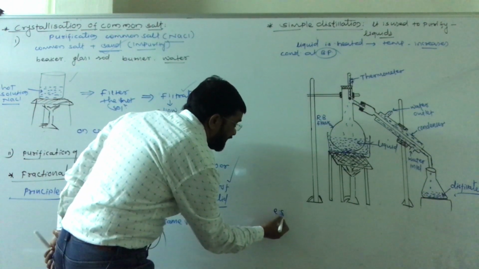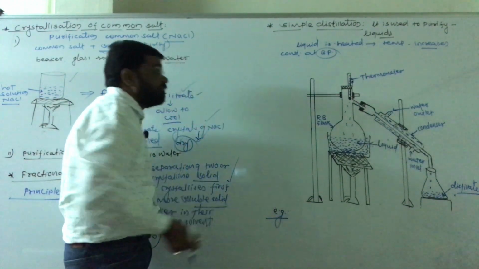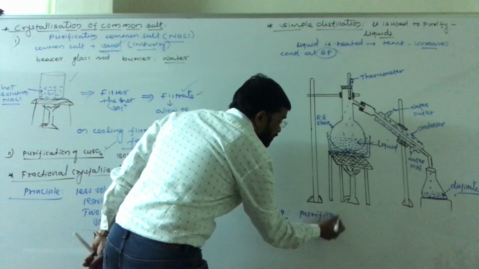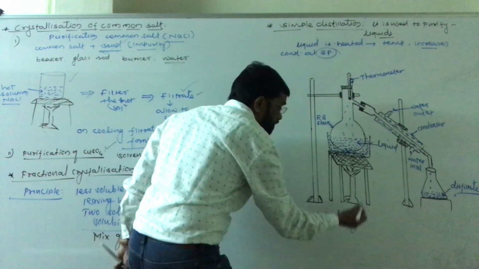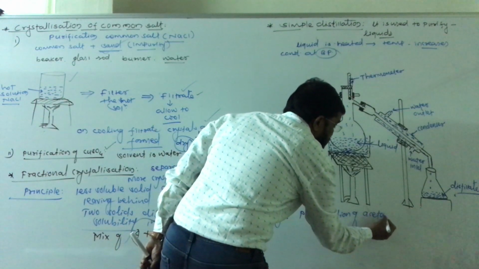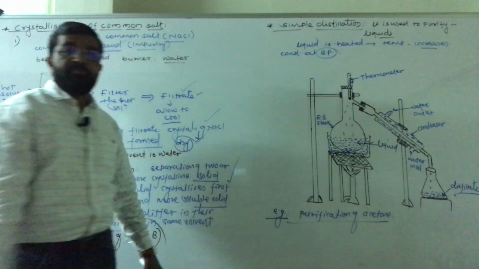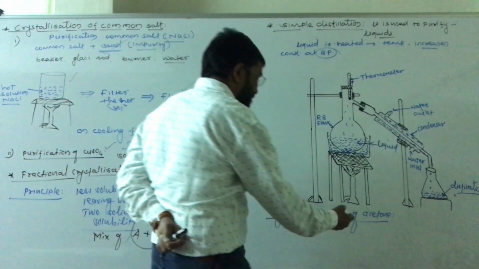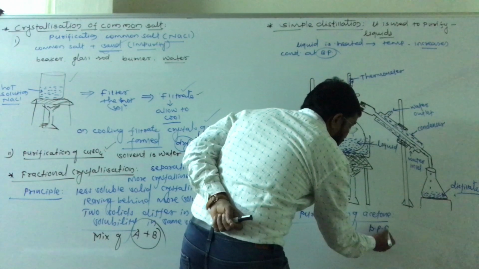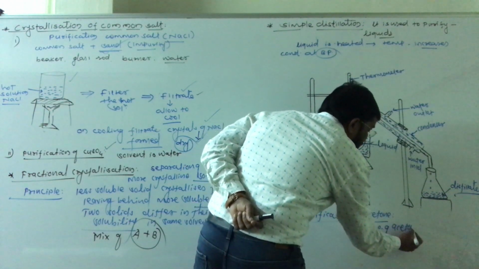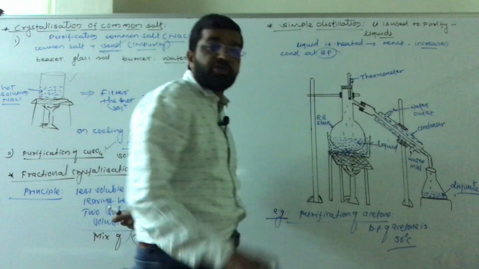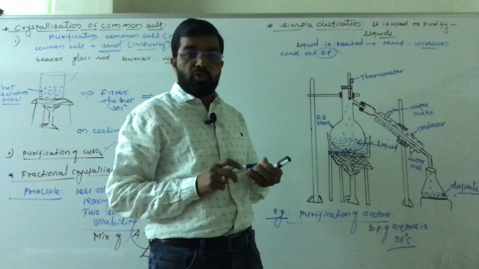Here we will take one example, that is the purification of acetone by the simple distillation process. The boiling point of acetone is 56 degrees Celsius. Okay. The process, you see, is very simple.